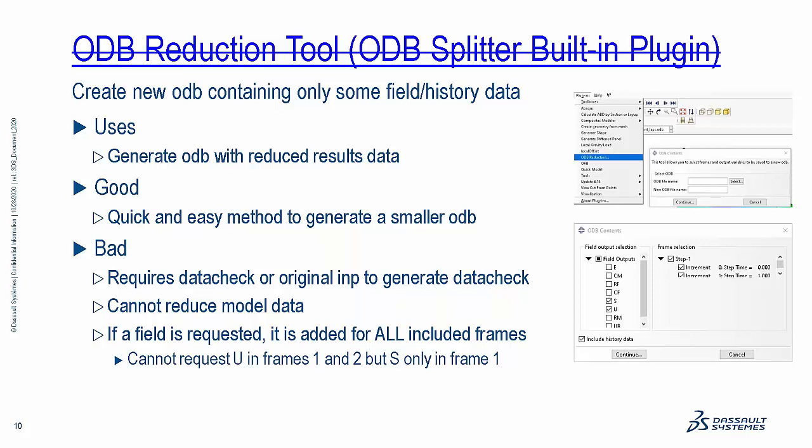The downside to this tool is that it requires either a data check or an original input deck to generate a data check in which you can fill data. What that means is that since we're running a data check, we have that entire model in there, so we can't reduce any of the model data. If we've got 20 parts, we still end up with the 20 parts for that second database that we've reduced. Additionally, if you request a field output, it's added for all the included frames. As an example, you can't request displacement in frames 1 and 2, but stress in only frame 1.